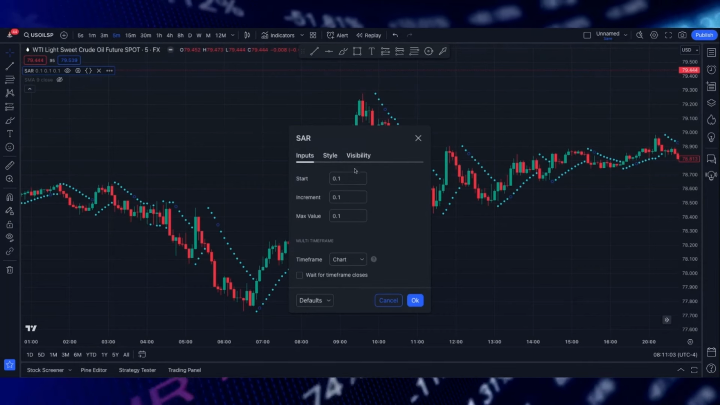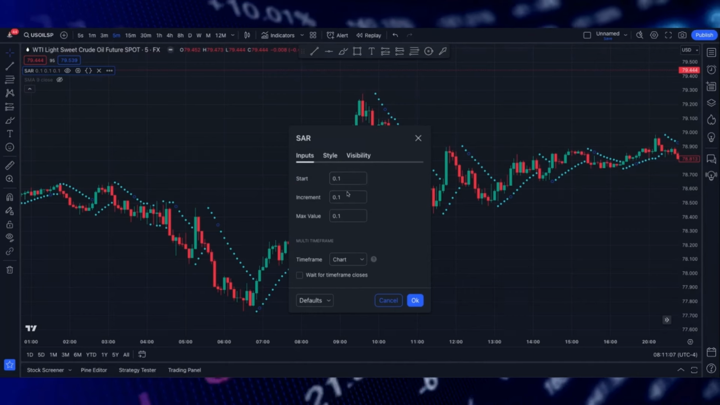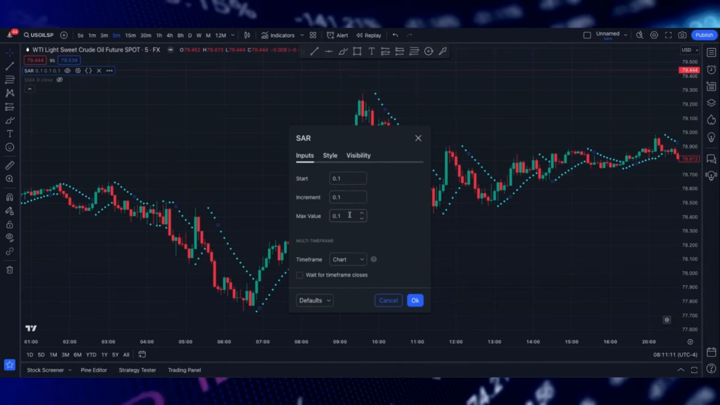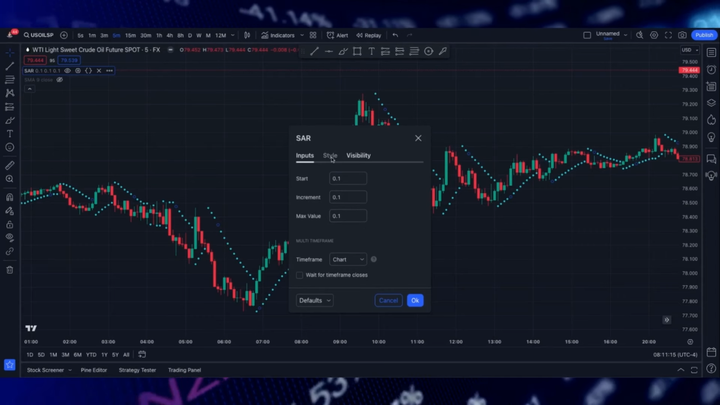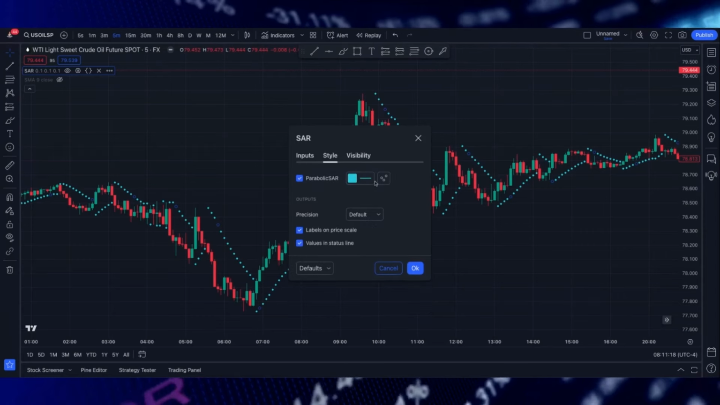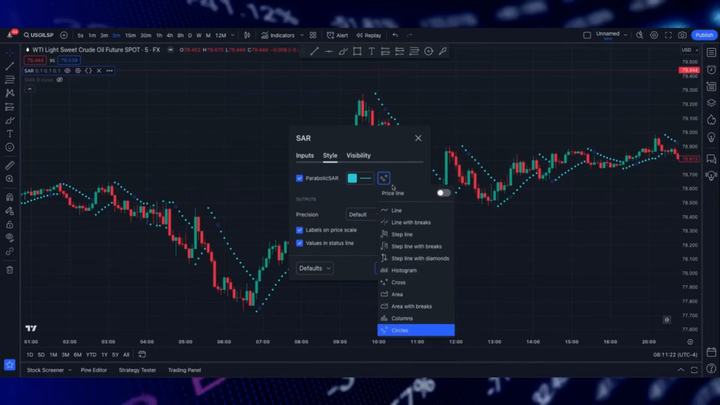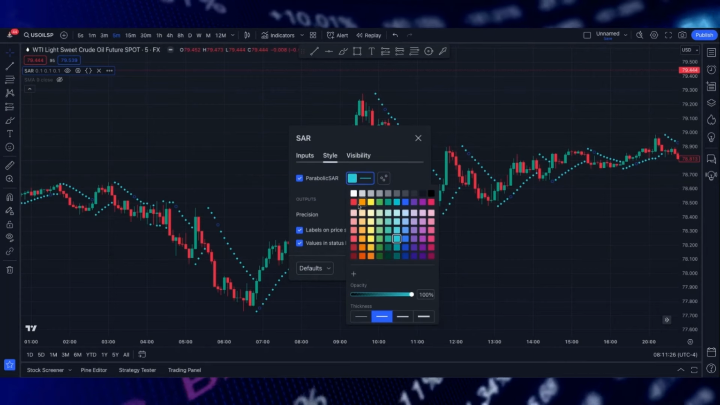So what I want you to do is make sure that this says 0.1 on the start. The increment should also be 0.1. And on the max value, it should also be 0.1. Now, when it comes to your style, again, you can change this to your favorite color. I always like the circles, but again, you have a whole list here of what you can change. And if you want to change the colors, you can do that here as well.